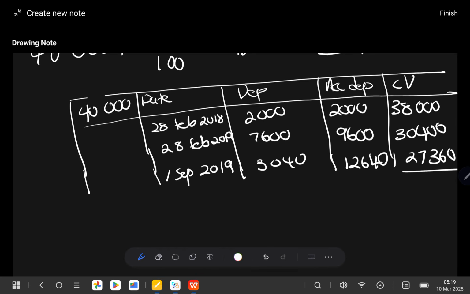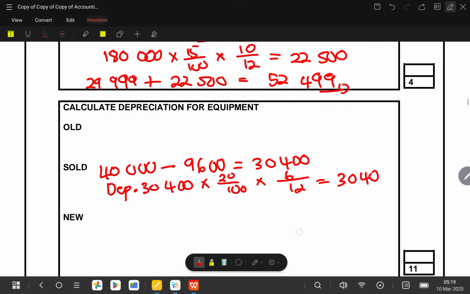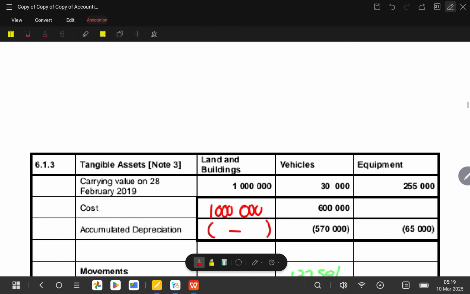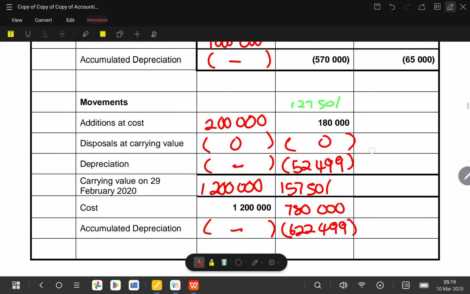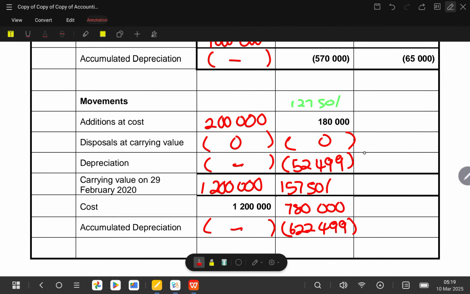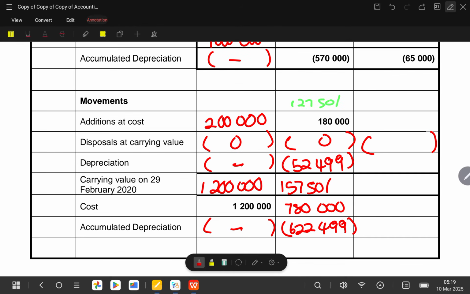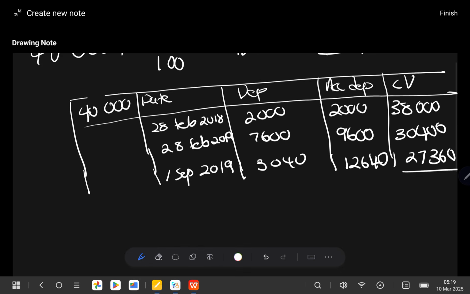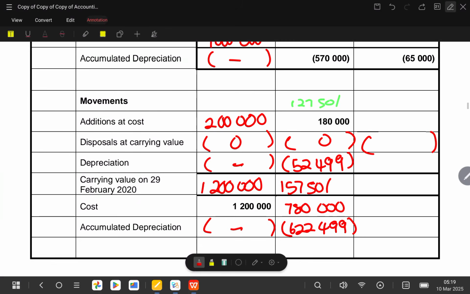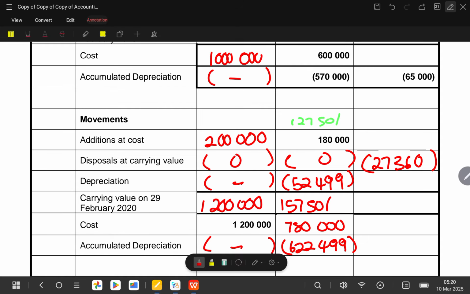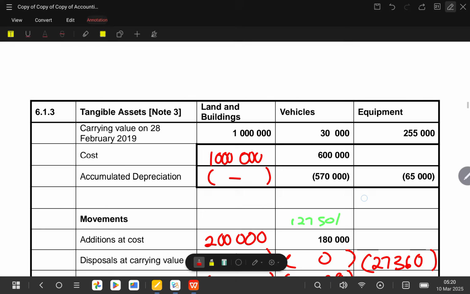So under that disposal of fixed assets, on the disposal at carrying value, we are going to write that amount. Remember, it's going to be the amount according to our calculation, 27,360. So that 27,360 will come here. But then also remember that there's a new one that was bought.